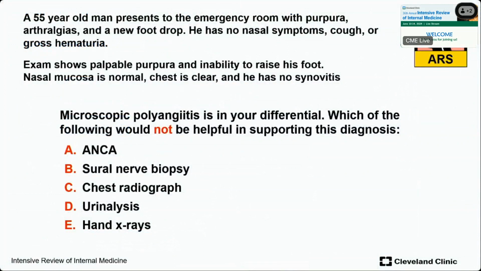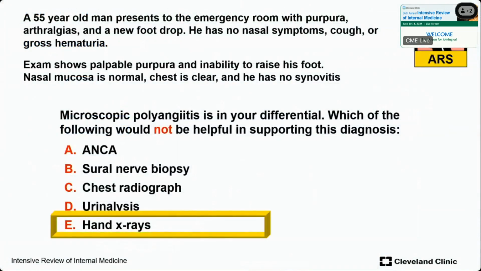And the answer I'm looking for here is hand x-rays. Now, an ANCA would be very important to do in this patient. You could also consider a sural nerve biopsy, as he does have a foot drop. A chest radiograph should be pursued in all patients where small vessel vasculitis is being considered, even in the absence of features, as should a urinalysis.